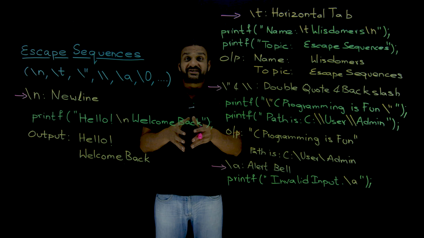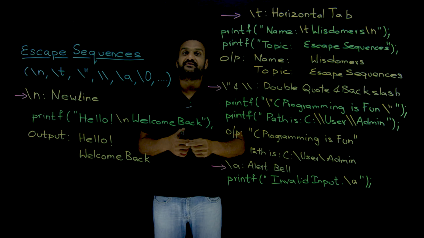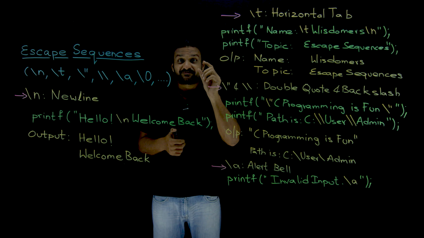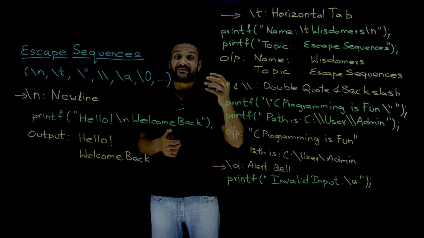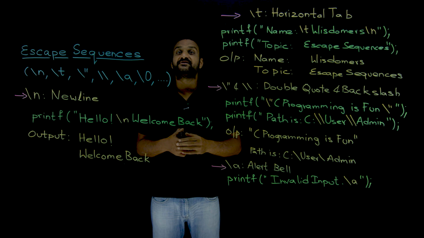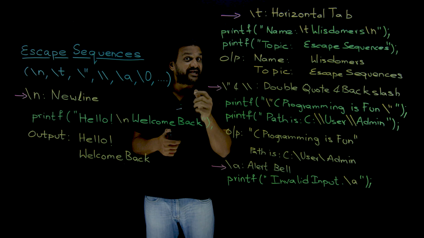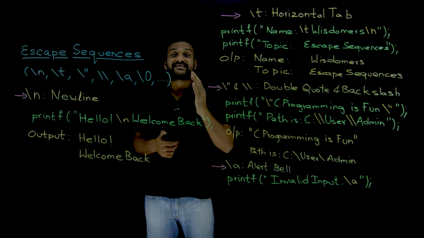So far, we have seen how to use printf to display text onto the screen. But what if we want to display the output in multiple lines? Or what if we want to display special characters like double quotes within the format string of the printf function? To do this, we need to understand a very special set of tools in the C programming language, which is escape sequences.